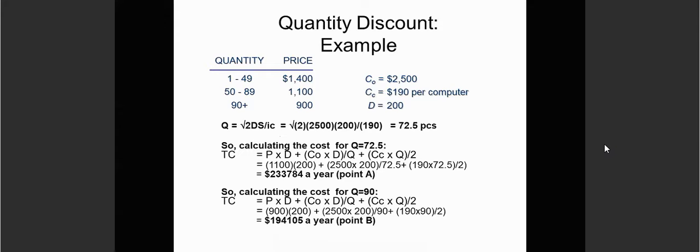Any question before we proceed to the next example where we find more complex quantity discount analysis.